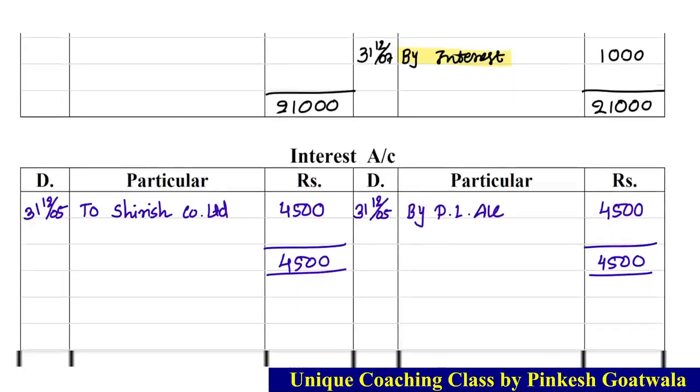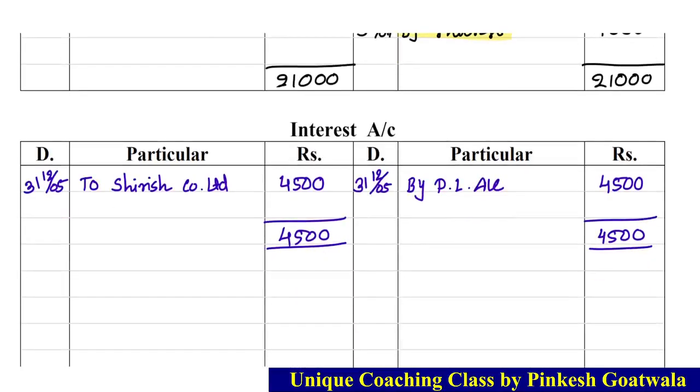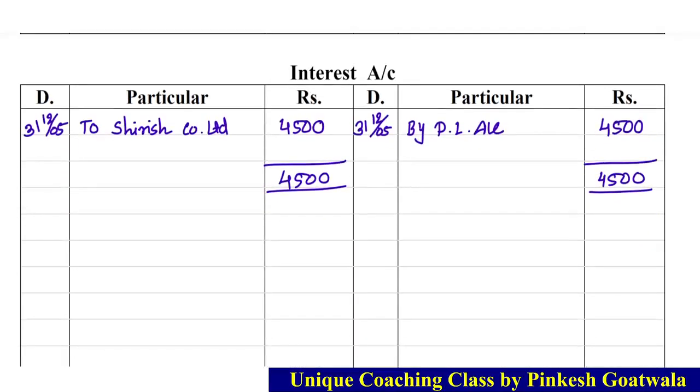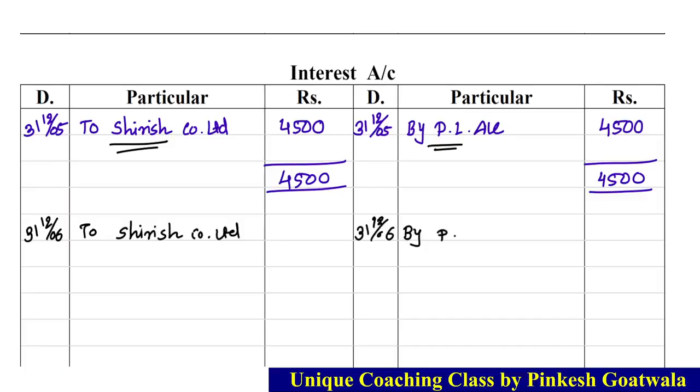Now the interest account. Remember, in the interest account, we know that the interest account will balance every year. Just copy this, as it is given. 31st 5th, now 6 same. To series company limited, here by P&L. The first year's journal will be complete, and its effect will be there. Now you can easily prepare accounts.